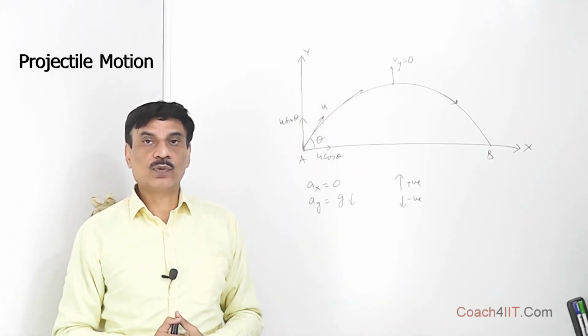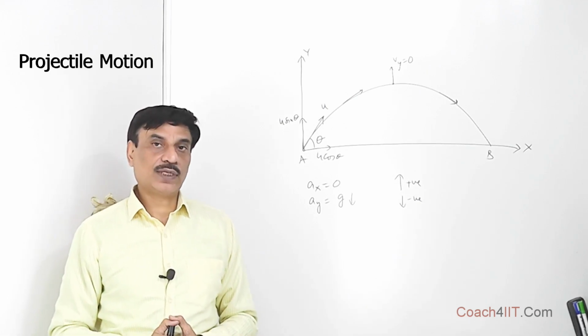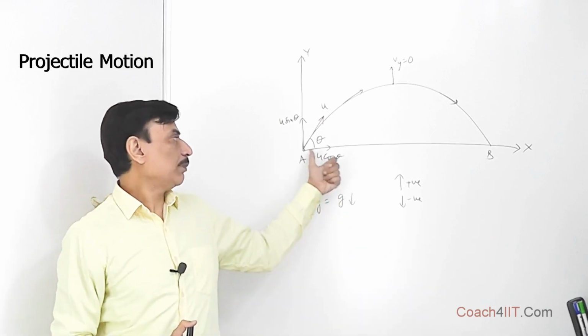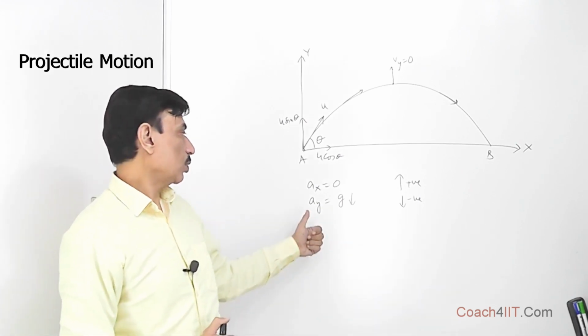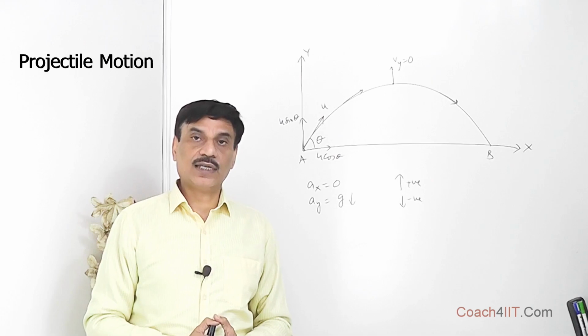That's why, since F is equal to ma, when the force along the x-axis is equal to 0, then the acceleration on the x-axis is equal to 0. It means the velocity along the x-axis will remain as u cos theta only. Also, along the y-axis, acceleration is the acceleration due to gravity, and this is in the downward direction.